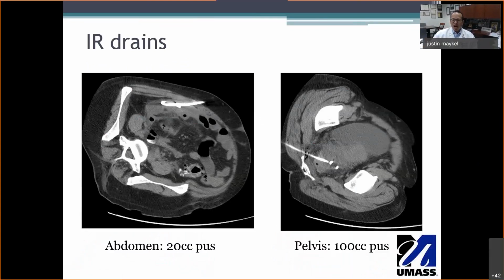Now, the abdominal drain was a pretty straightforward one, but you can see here the pelvic drain, the one on the right, is transgluteal. It was a bit of a challenge to get it into the abscess cavity, but both drain placements were successful. The abdominal drain pulled off about 20 cc's of pus initially, and the one in the pelvis, which is more dependent, pulled out 100 cc's of pus. Next slide, please.